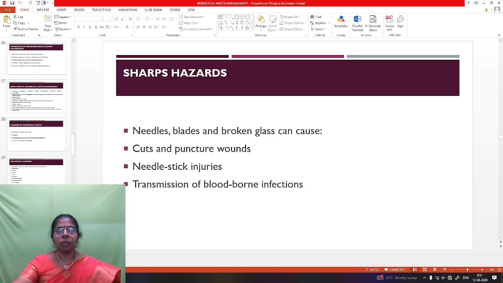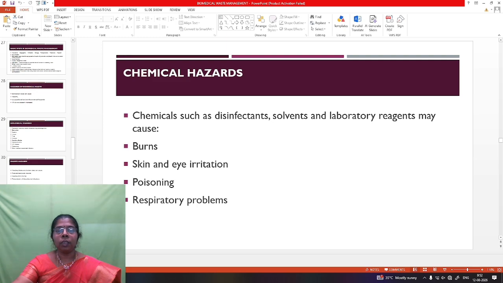And next is sharps hazards. By means of needles, blades and broken glass, these sharps can cause cuts, puncture wounds and needle stick injuries. They may cause transmission of bloodborne infection. How? If you work in healthcare facilities, for example in a hospital, we can accidentally get cuts or puncture wounds from blades, broken glass or needles. So needle stick injuries may happen, and transmission of bloodborne pathogen infections may happen because of the sharps hazards.